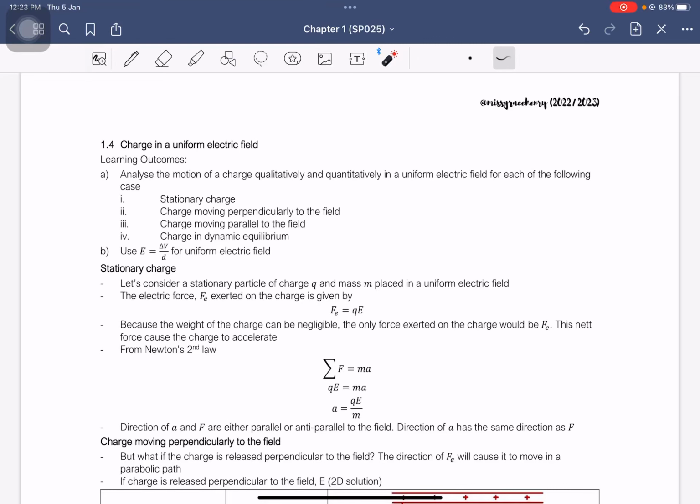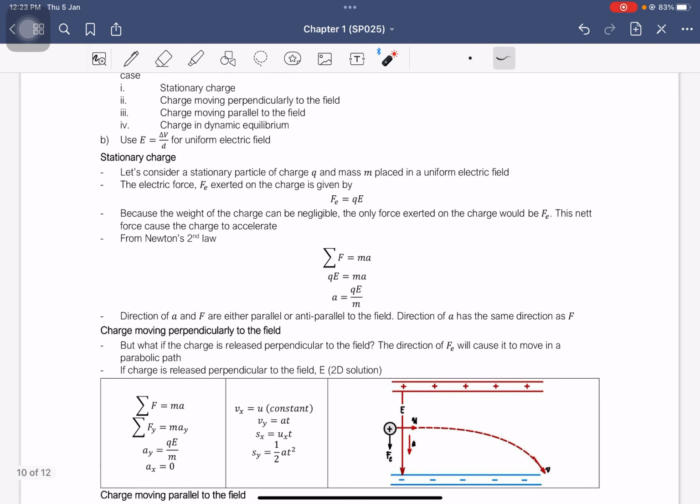Alright, last subtopic of chapter 1, which is on charge in a uniform electric field. In this subtopic, you have to be able to analyze the motion of a charge qualitatively and quantitatively in a uniform electric field for each of the following cases: a stationary charge, a charge moving perpendicularly to the field, a charge moving parallel to the field, and lastly, a charge in dynamic equilibrium. And lastly, you should be able to use this equation for a uniform electric field.